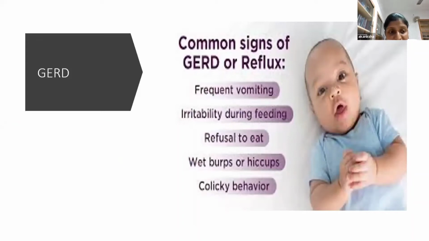If we are suspecting gastroesophageal reflux disease in a patient, then we should ask the mother about the feeding pattern of the infant: whether while feeding the patient gets irritable, there is frequent vomiting after feeding, or there are sometimes episodes of choking or cyanosis during feeds. The baby may also have refusal to eat, and there may be abdominal pain or colicky behavior.